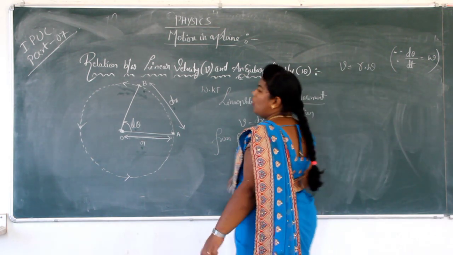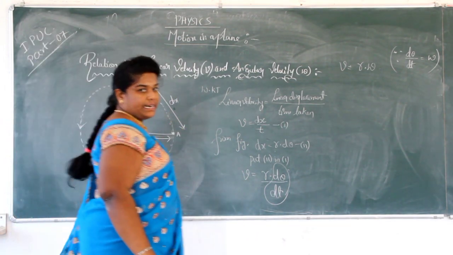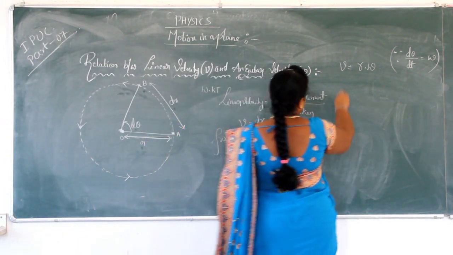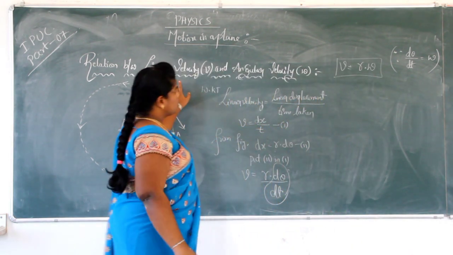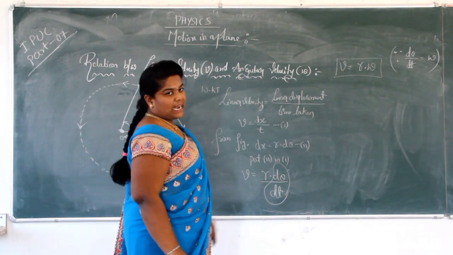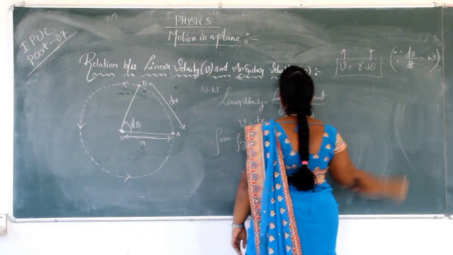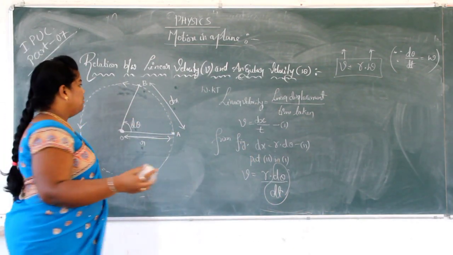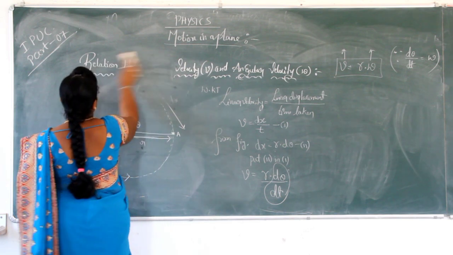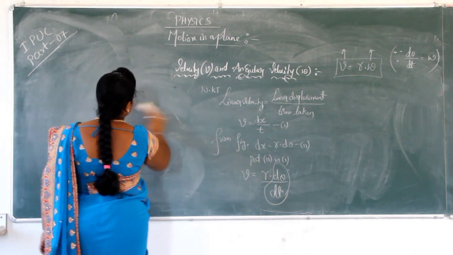So what is v? V is linear velocity. What is r? It is the radius vector. What is omega? It is angular velocity. So we just deduced the relationship between linear velocity and angular velocity. The relation is derived. Now let us move to centripetal acceleration. This can be asked for 2 marks.